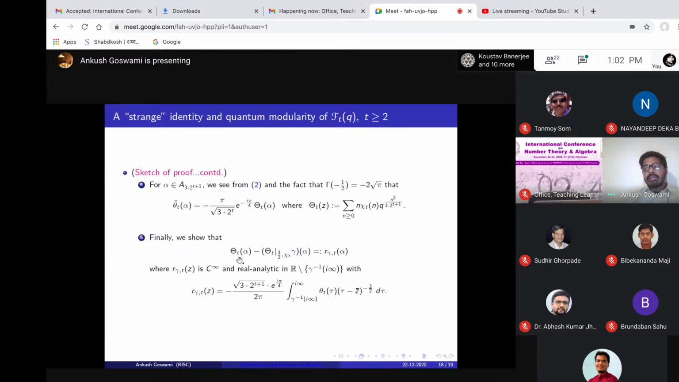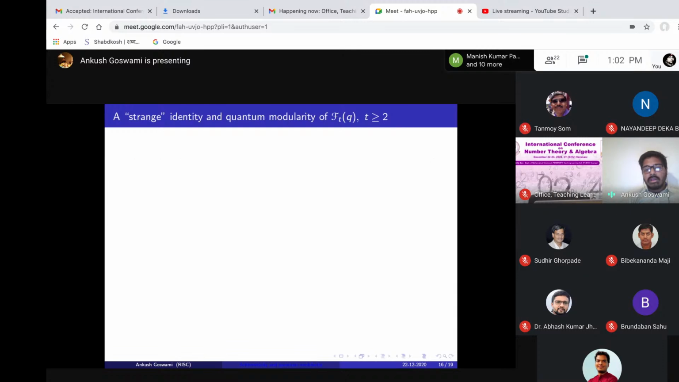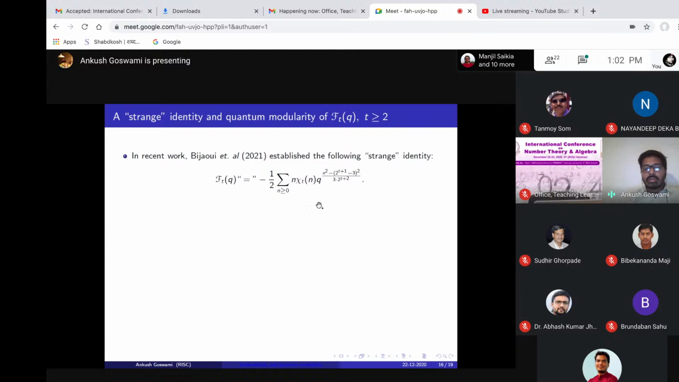And via the strange identity that we saw in the previous slide, the theta_t(alpha) that you saw is basically the right-hand side, and we showed that theta_t(alpha) is a quantum modular form. Via this strange identity it follows that f_t(q) is also a quantum modular form. So that concludes the proof.